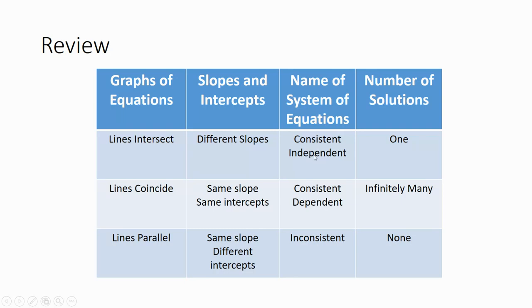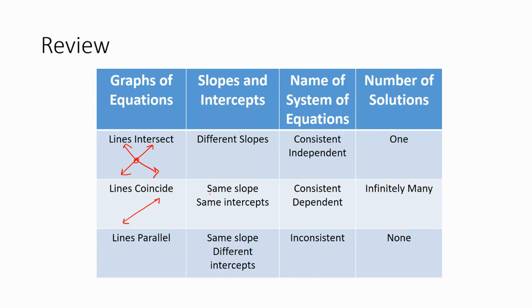Consistent and independent means there's exactly one solution. The lines cross. You could even draw a little picture like this. They cross at one point. And this would mean the slopes must be different. And then consistent and dependent, it means it's the same line.